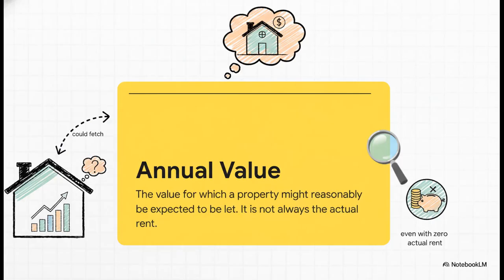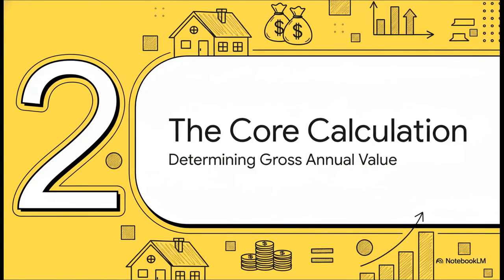And this is where Section 21 comes into play. It defines annual value as the amount the property could reasonably be expected to fetch if it were rented out. Now, this is a crucial distinction. It's a deemed value, a notional income, and that right there is why a property with zero actual rent can still have a taxable value. So, if it's not always about the actual rent collected, then how on earth do we calculate this value?